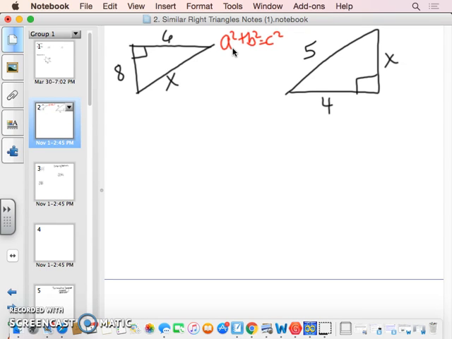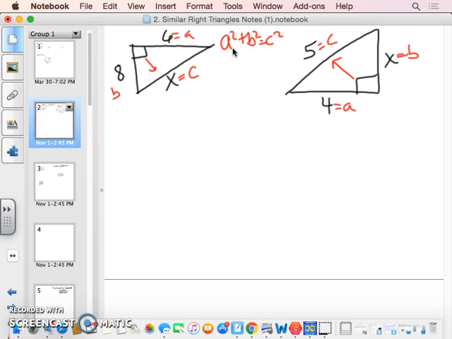So what I like to do is I like to label my sides. So the hypotenuse is always the longest side, and it's the one that's directly across from the right angle. So if I were to label this one, I know that this side is C, and it doesn't matter which one's A and which one's B, just know that your other two sides are called legs. Okay? Now there's two ways we can set up this problem.